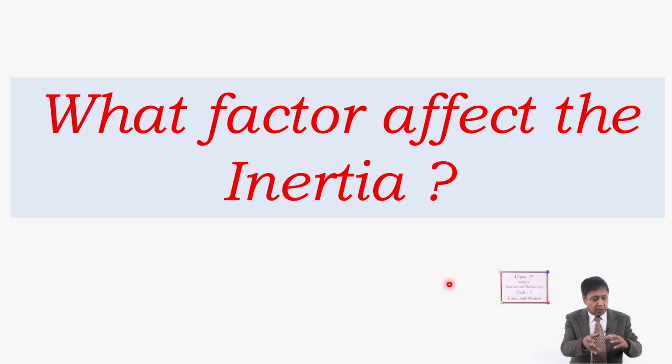Just for example, two bodies are at rest. Can we expect that one of them has more inertia and another has less inertia? And if two bodies are moving, then can we expect that one has more inertia of motion, another has less inertia? Okay, this I want to prove with a small experiment.